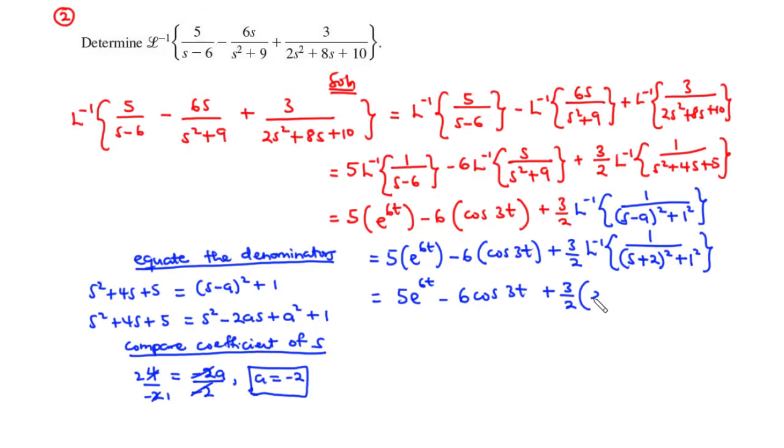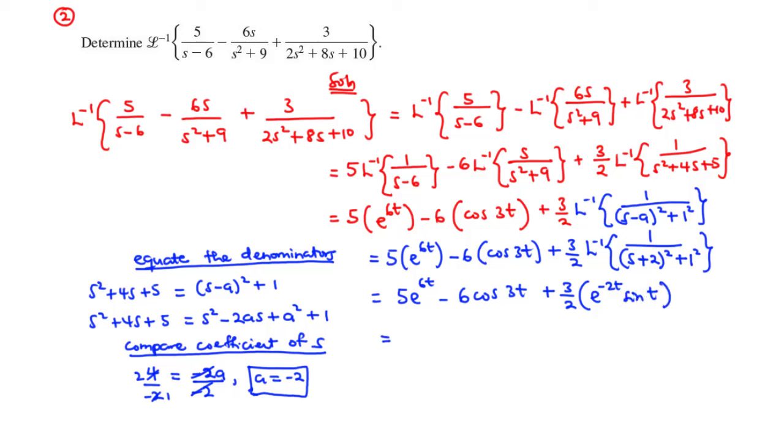So e to the power negative 2t sine t. So finally, we have the inverse Laplace transform to be 5 e to the power 6t minus 6 cos 3t plus 3 over 2 times e to the power negative 2t sine t.